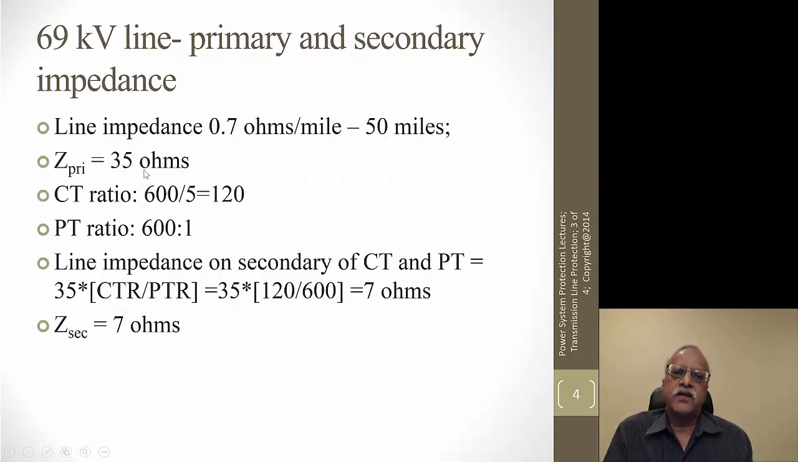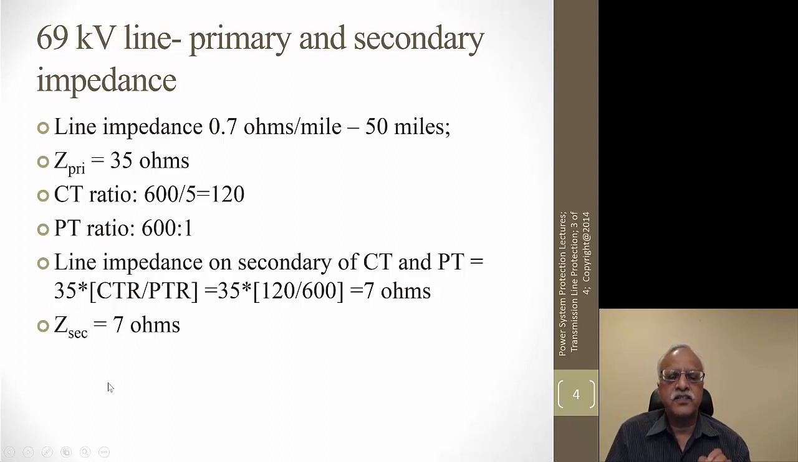Then we took an example of a 69 kV line, which has 35 ohms. It's a 50-mile long line, and it has a CT ratio of 600 to 5 and a PT ratio of 600 to 1. So the CT ratio divided by PT ratio is 0.2. So the secondary ohms is 0.2 times 35 ohms, which is 7 ohms.